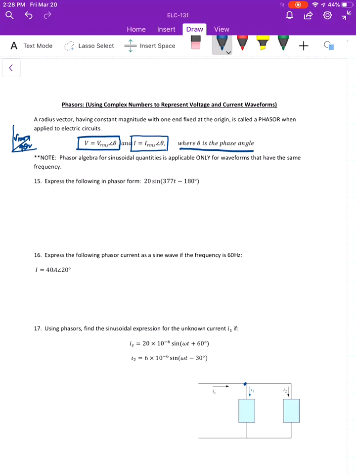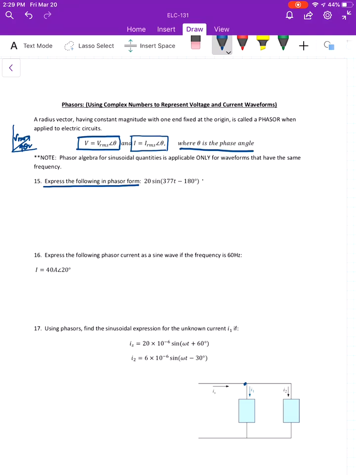sinusoidal waveform. Okay, let me pause here and just say that some text will use the peak voltage or the peak current in their phasor. Your Boylestad text that we use, Introductory Circuit Analysis, uses the RMS value, so that's what we're going to use as well. Okay, so for number 15, I'm going to express this sinusoidal equation in phasor form.